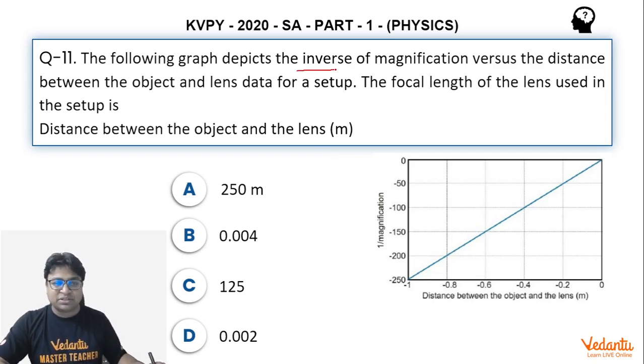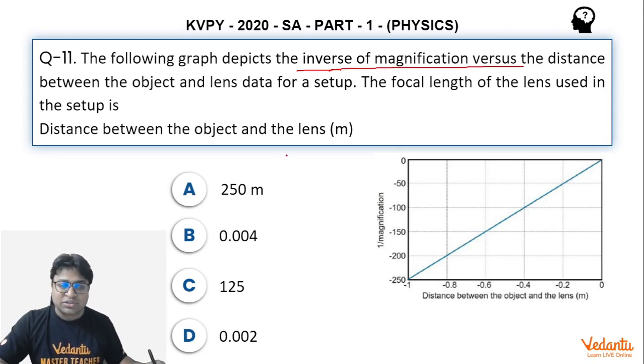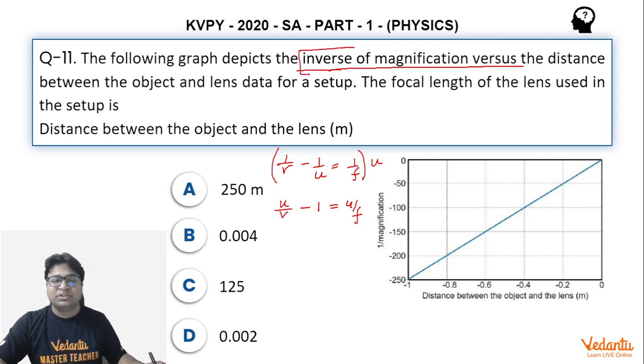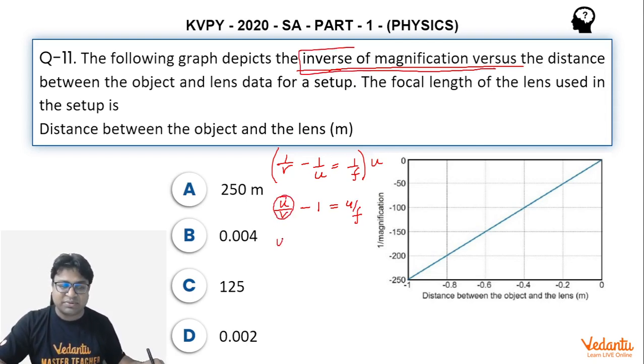So it depicts a graph between inverse of magnification versus the distance between the object and the lens. We know the lens formula is given by 1 upon v minus 1 upon u is equal to 1 upon f. If I multiply this entire equation with u, I get u upon v minus 1 is equal to u upon f. And u upon v is nothing but inverse of magnification. Inverse of magnification is to be kept on the y-axis, so I can replace this by y.